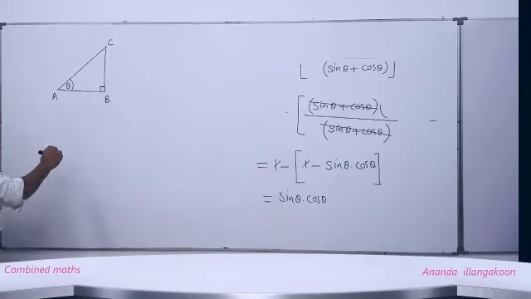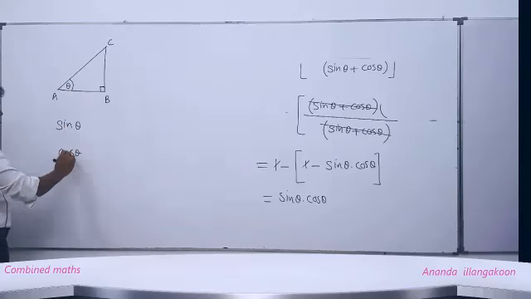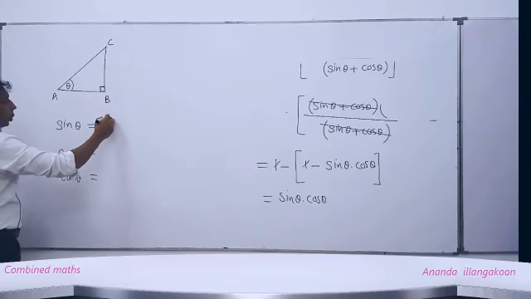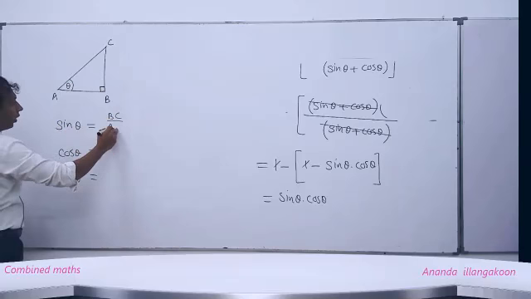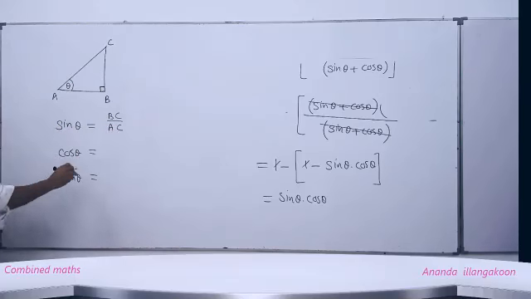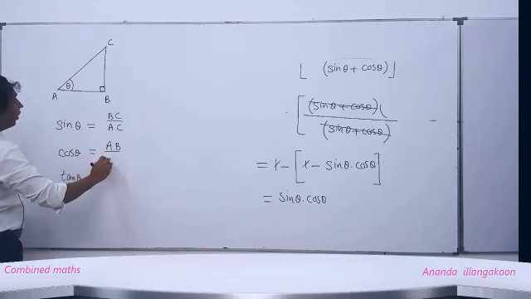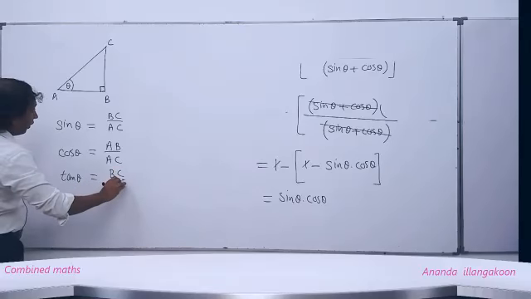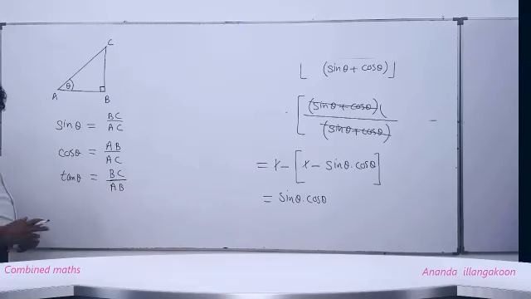Then for this angle we can define the sin value, cos value and tan value. In a right angle triangle like this, sin theta we define as opposite side BC divided by the hypotenuse AC. Cos theta, adjacent side AB divided by the hypotenuse AC. Tan theta, the opposite side BC divided by the adjacent side AB. This way. Okay.